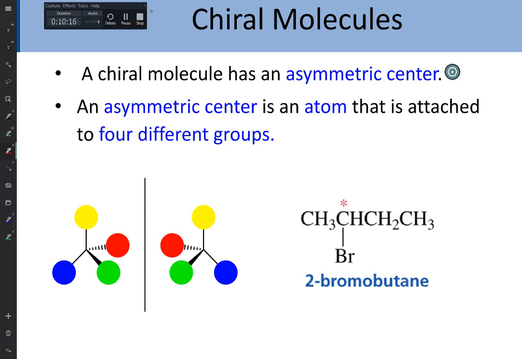So this is not a molecule, it's a representation of a molecule, but I'm going to build it. Okay, I'm going to try to build it. I think I picked colors that I have.